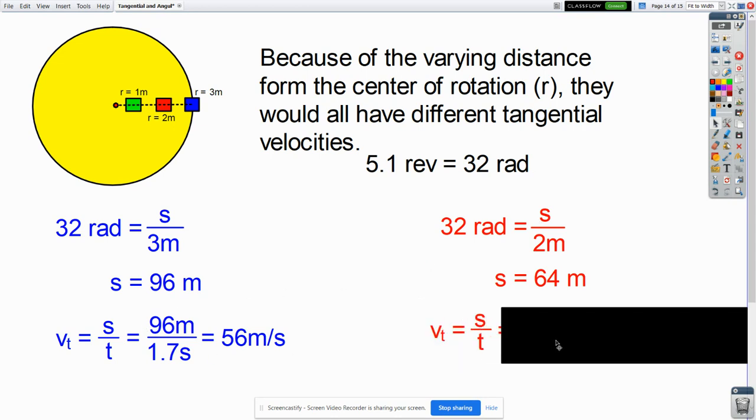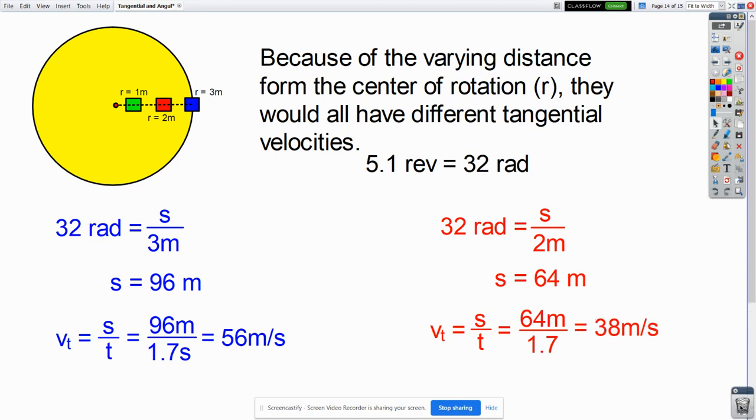Now we're going to do that same tangential velocity calculation, but this time it's 64 meters. It goes on top, not 96. The time is still the same because both rotate in 1.7 seconds. 64 divided by 1.7 is 38 meters per second. So the red one is going considerably slower than the blue one is. The green one would be going even slower still.